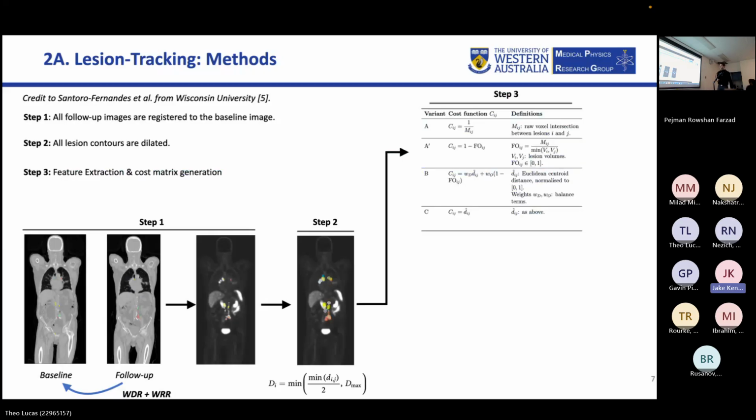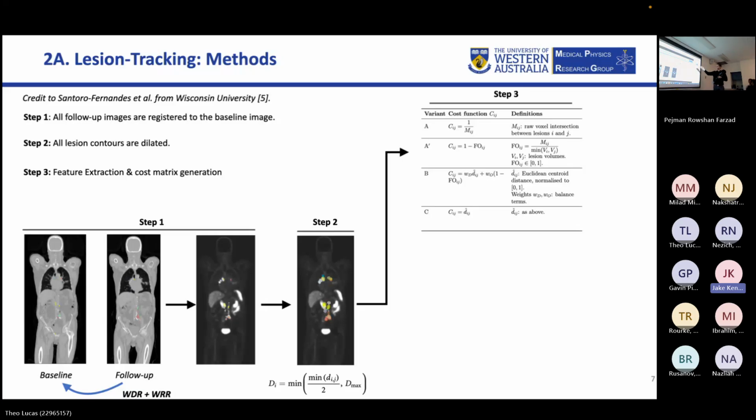And then importantly, using these 2 overlaid dilated segmentation maps, various cost functions were built. This is where we differ a bit from the University of Wisconsin, where, considering the 2 overlaid segmentation maps, they built this variant A cost function. What they did was just compute the raw voxel intersection between every lesion pair on the 2 overlaid segmentation maps and put that in a cost function, which will be optimized later on.